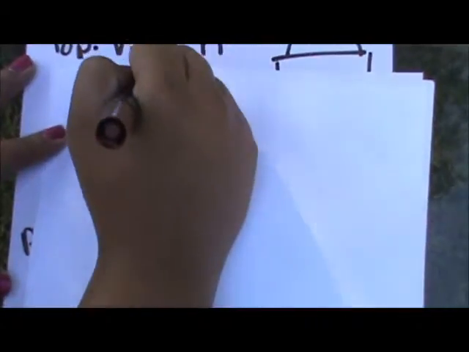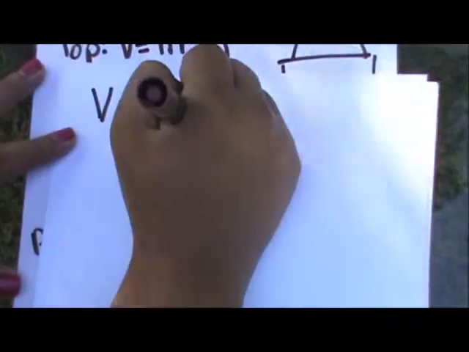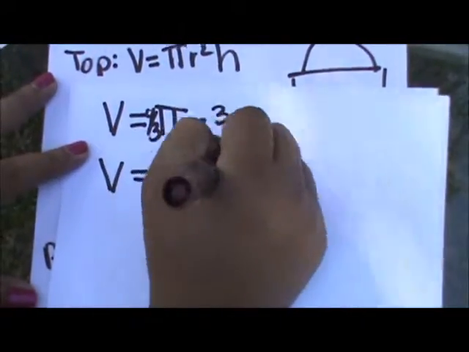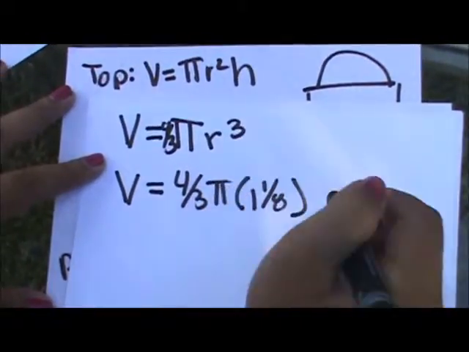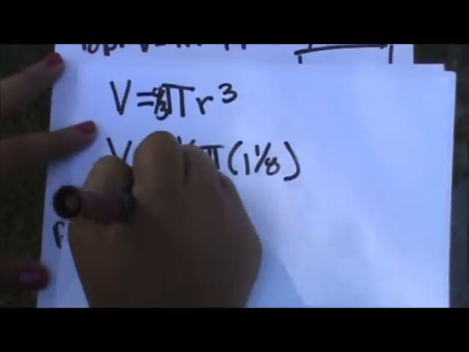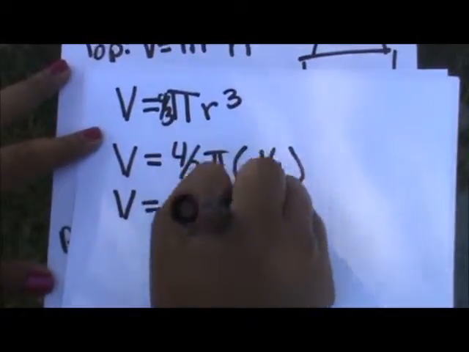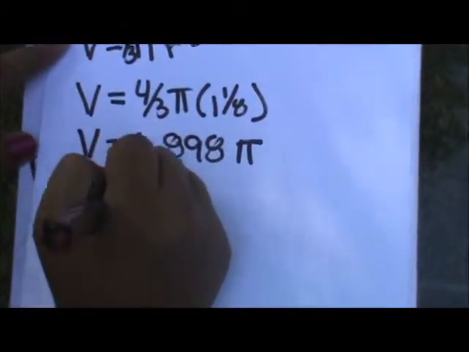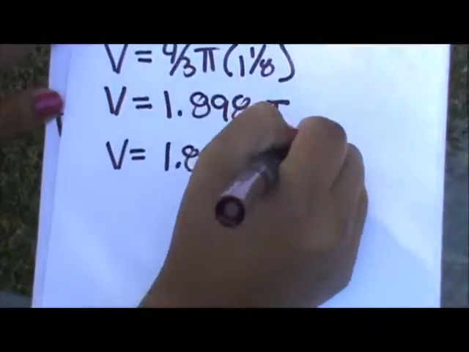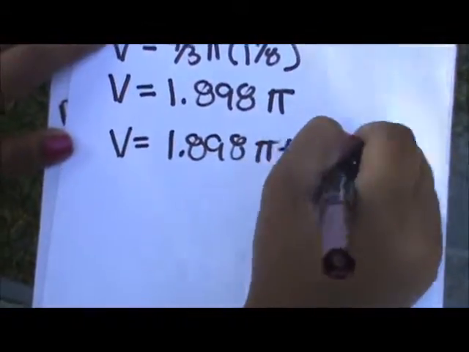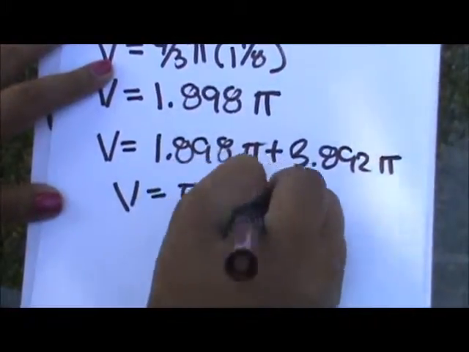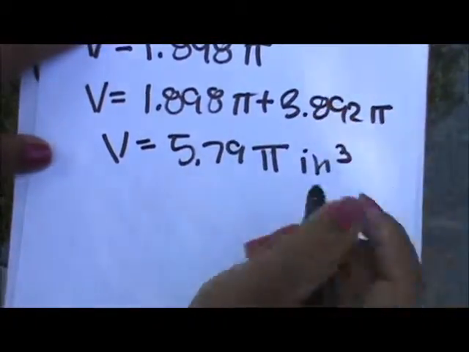So now we find the volume of the sphere, which would be 4/3 pi r cubed. So then it would be 4/3 pi times 1 1/8 cubed, since that's the radius of the top cylinder. The answer would be 1.898 pi. And so now we add this answer with our previous answer of 3.892 pi, and the total volume is 5.79 pi inches cubed.